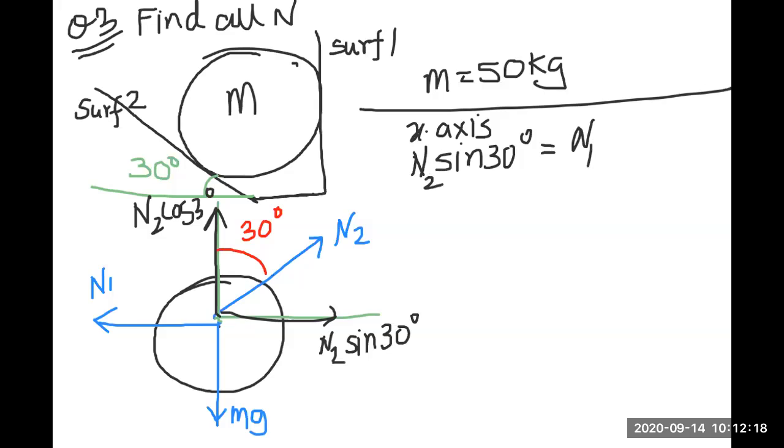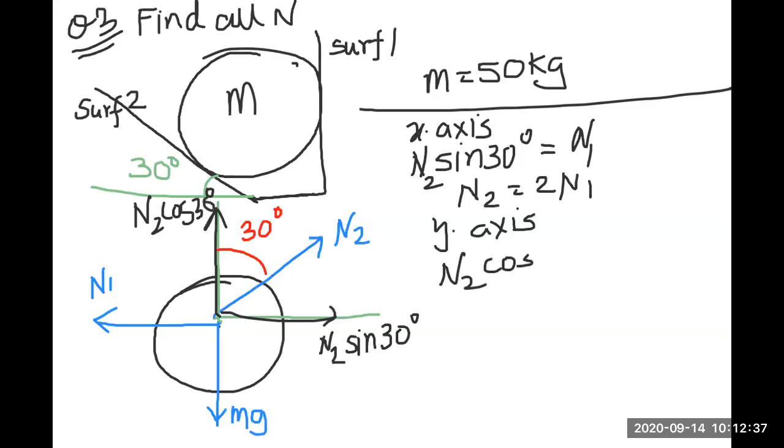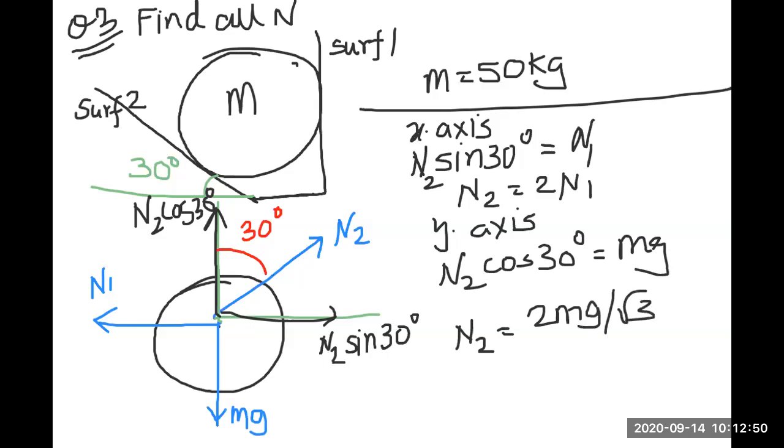So this means that N2 is equal to 2n1, sine 30 की वैल्यू half होती है, y axis के अलावा n2 cos 30 degrees is equal to mg. So I get, sorry, n2 is equal to 2mg by root 3. Therefore, n1 is equal to mg by root 3.